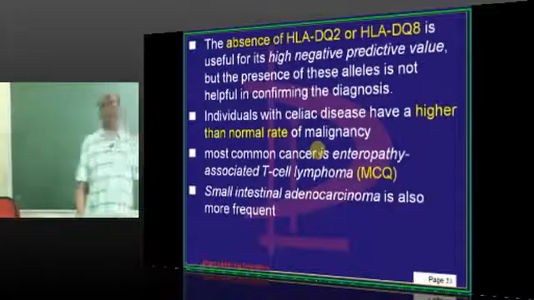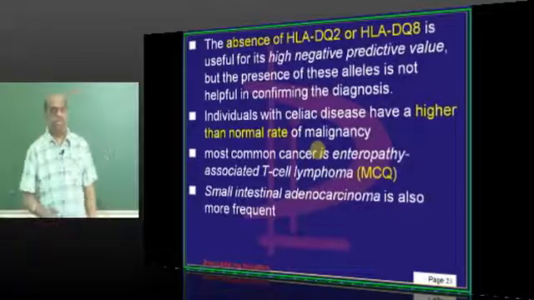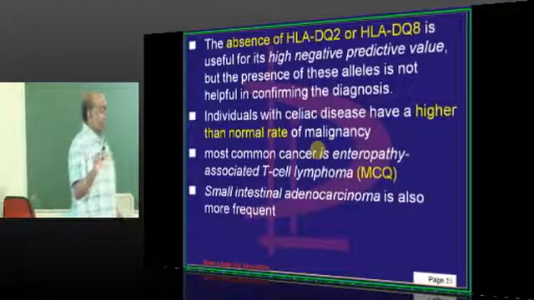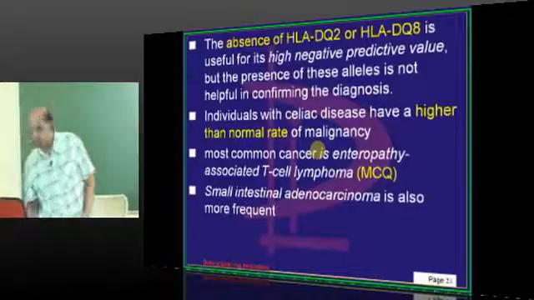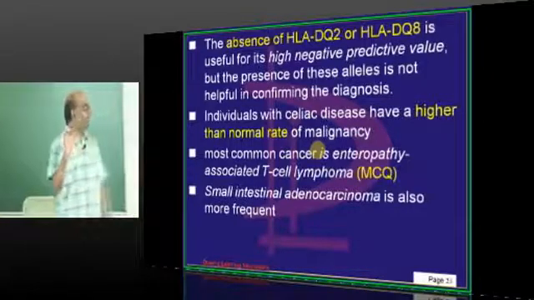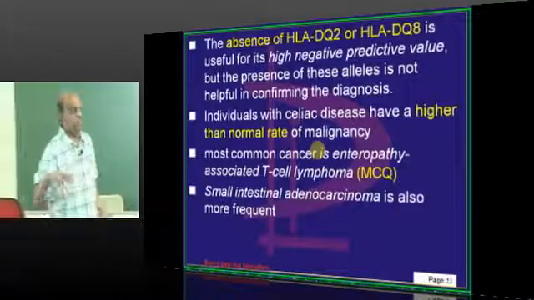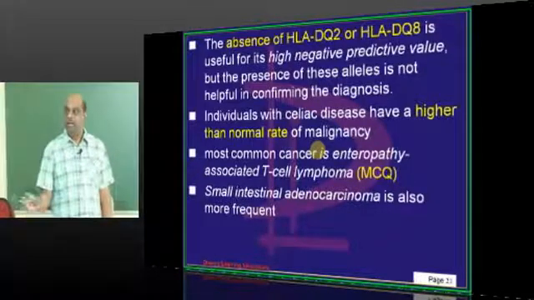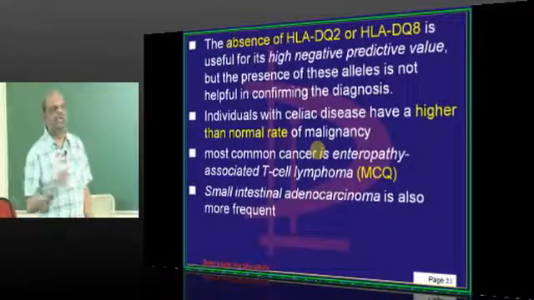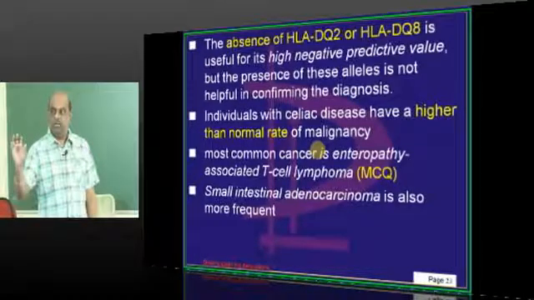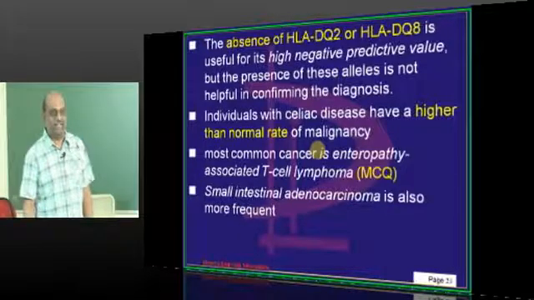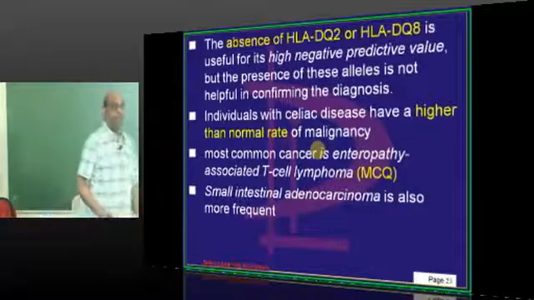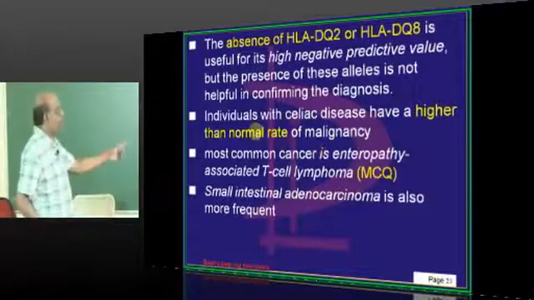Now, how about HLA DQ2 and DQ8? We need to remember, they are very important for their negative predictive value. That is, if they are not there, it is unlikely that it is celiac disease. You are suspecting clinically, doctor, but you didn't find the presence of HLA DQ2, DQ8. Then it is unlikely that they have celiac disease. But their presence does not prove anything. So negative predictive accuracy is more important for them rather than their positive predictive value.